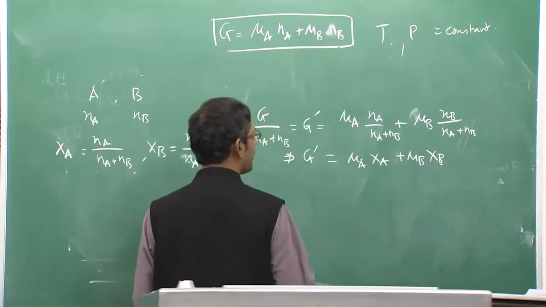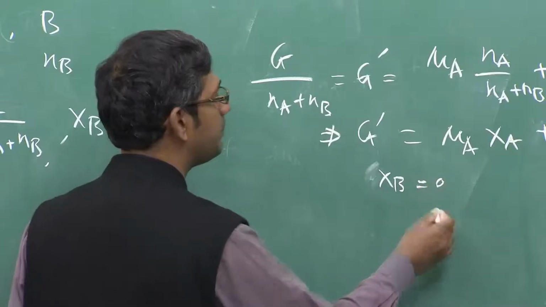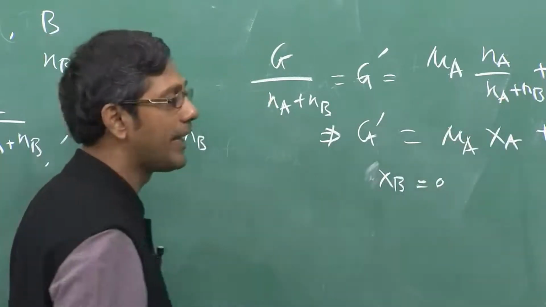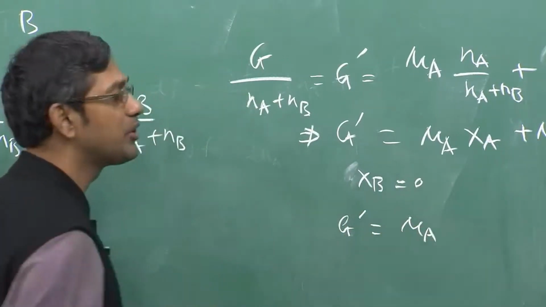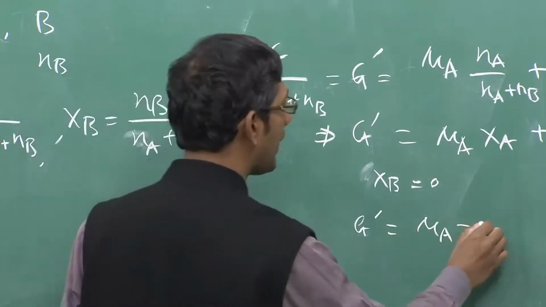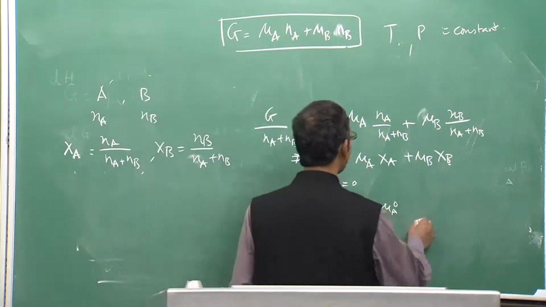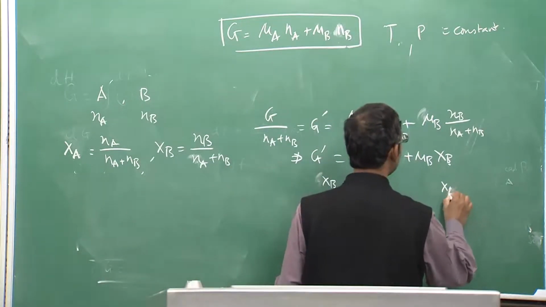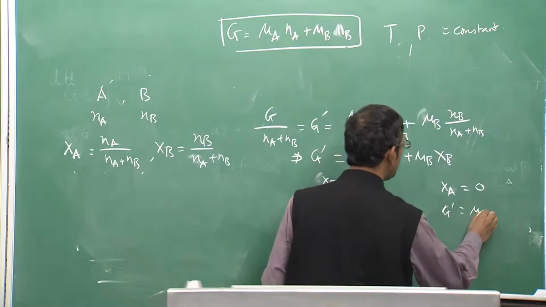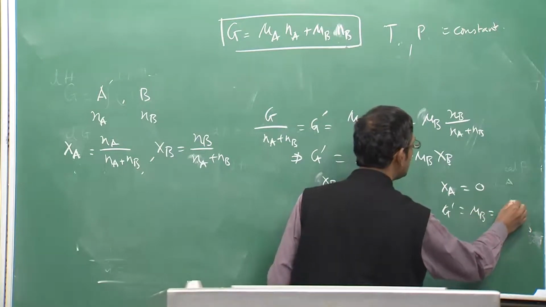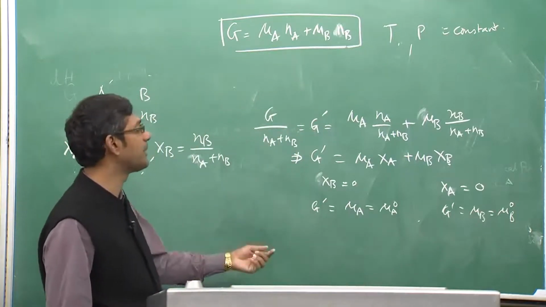For any pure component, suppose you have only A, therefore Xb is 0. If B is not present, then Nb is 0, which means Xb is 0. Then G prime becomes mu A times Xa, where Xa is 1, and this is known as mu A 0 by thermodynamics. We define it so. Similarly, if there is no A in the system, Xa becomes 0, so G prime becomes mu B, and we write that as mu B 0. Is it clear?